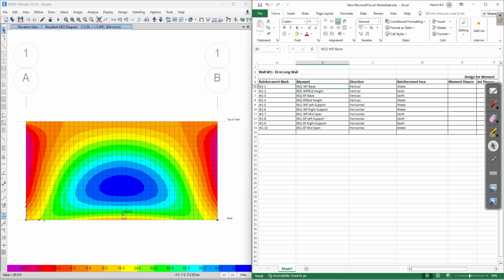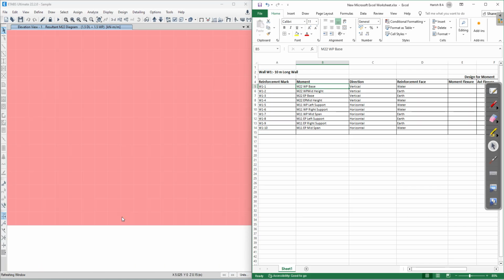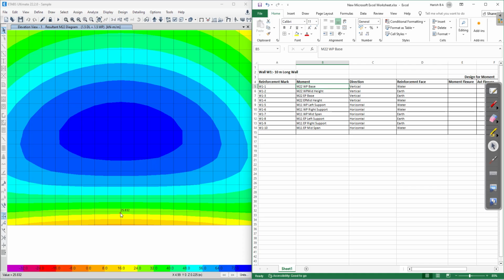Okay. So what is the moment here? What is the moment at this location, at the base of the tank? I think it is almost, at the base of the tank, I think we will take it as 28. So here it is 28.